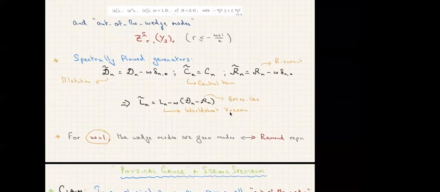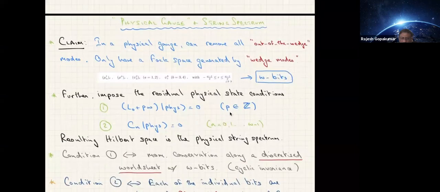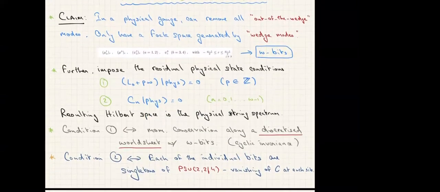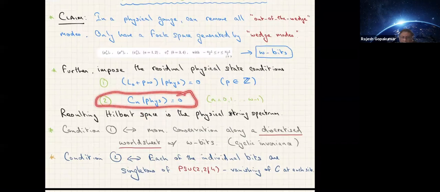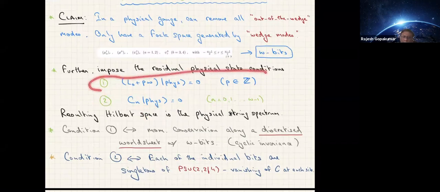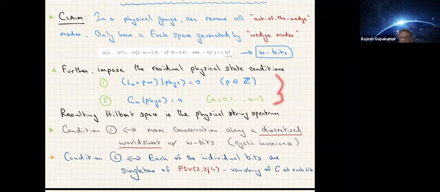So this is the claim that you impose this condition, and then you also impose a second condition, namely that L0, as I said, is a multiple of W. So P can be any integer when acting on the Hilbert space. And the claim is that these two conditions together are the ones that give you the physical Hilbert space. To motivate the second one, I already motivated.